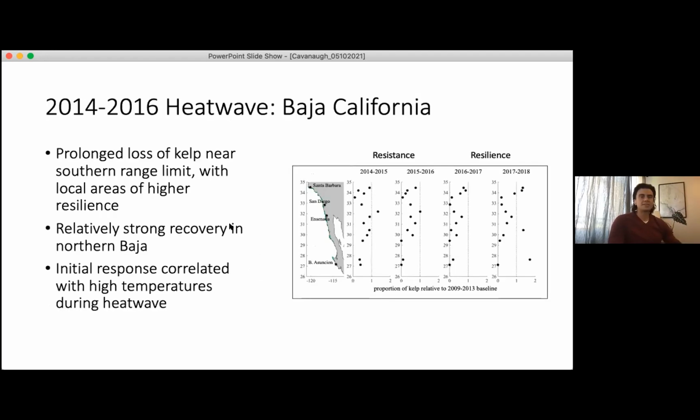So just to summarize, we had a prolonged loss of kelp near the southern range limit. So yes, the heat wave did have a stronger impact near the southern range limit of kelp, in these warmer regions, these areas that are warmer to begin with. But there were important and interesting local areas of resilience. And then in contrast, relatively strong recovery in northern Baja and many parts of Southern California.